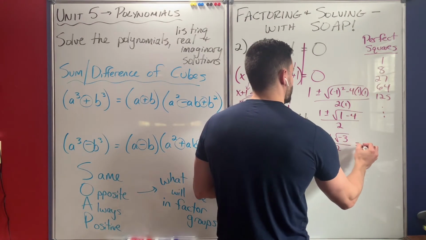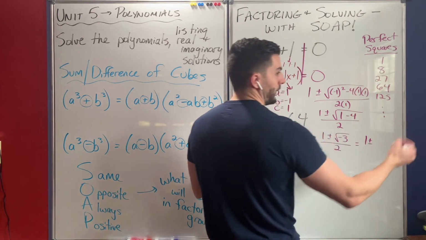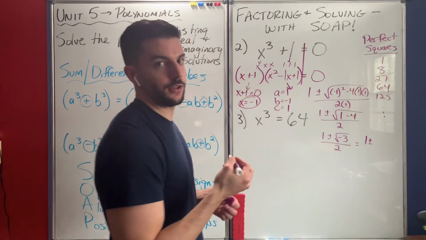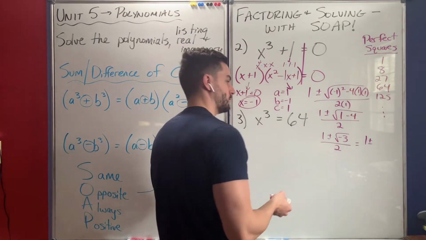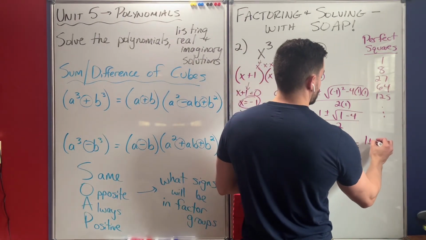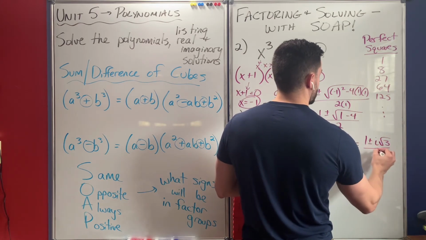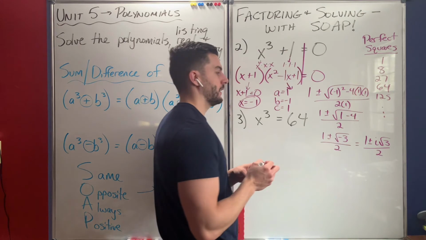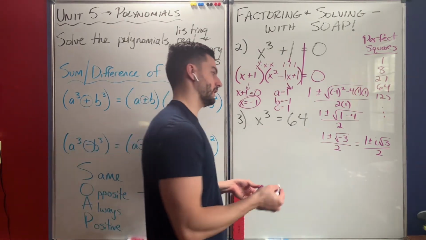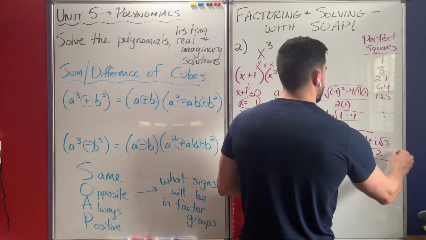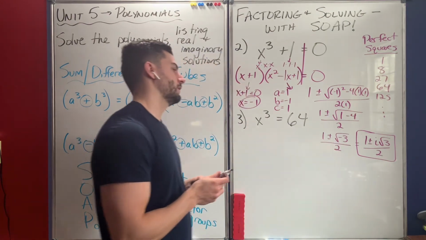So I want to pull out the i, and I can't simplify that any further because 3 doesn't have any perfect square factors, so I can't simplify it. So I'll just write it as 1 plus or minus i square root of positive 3 over 2, and I actually can't simplify it any further than that, which means that this is an acceptable answer, okay?